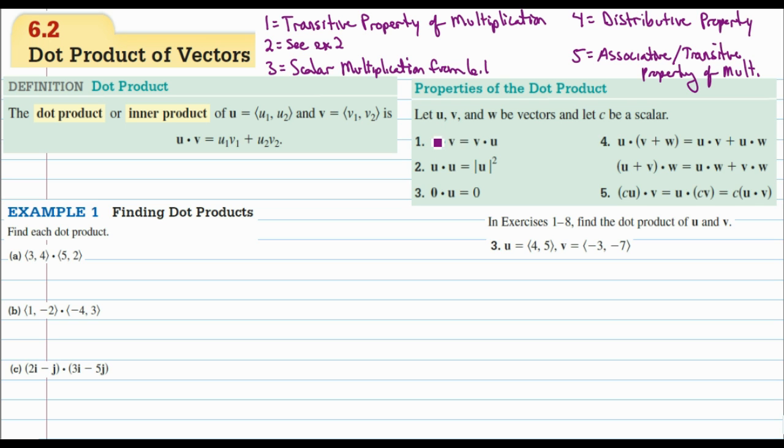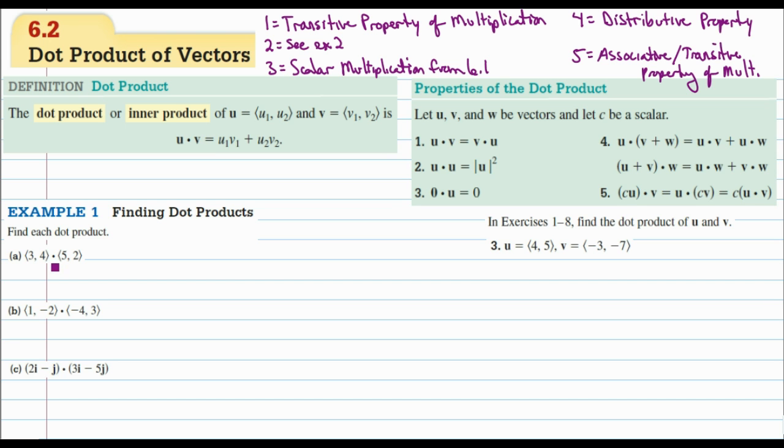Number 1, the transitive property of multiplication works on the dot product of vectors. Number 2, we will show you how and why that works in example 2. Number 3, 0 times the u vector is going to be 0 because of the scalar multiplication we saw in section 6.1. In 4, the distributive property works on vectors. And in 5, the associative/transitive property of multiplication also works on vectors. So let's get started. Let's find some dot products.